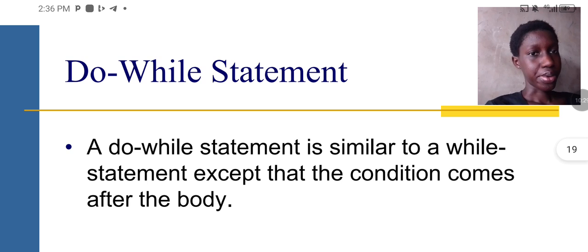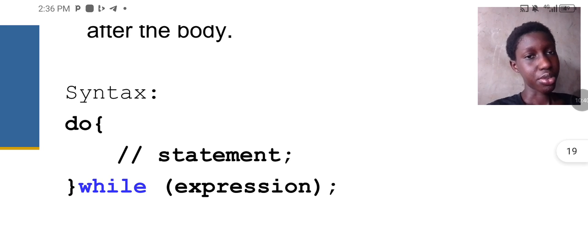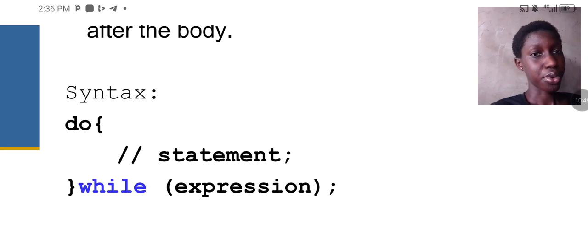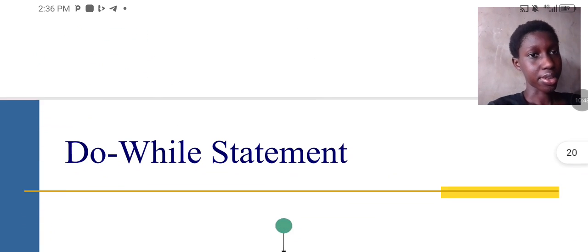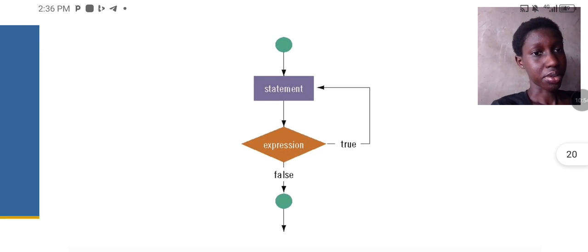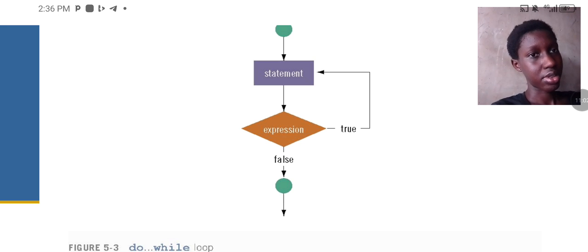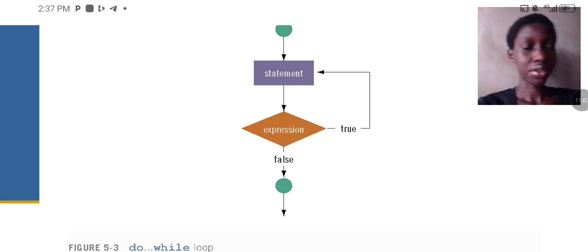For the do while loop, or statement, it is similar to the while statement, except that the condition comes after the body. So we say the compiler should do the statement, that it should display the statement while the variable follows this expression or the logical expression. So this is also a diagrammatic way of representing the do while loop. So the statement, then the expression. If the expression is true, then it goes back to the statement until it evaluates to false.